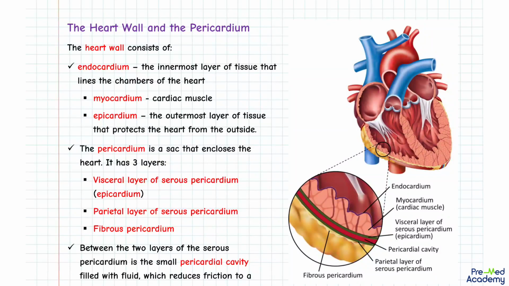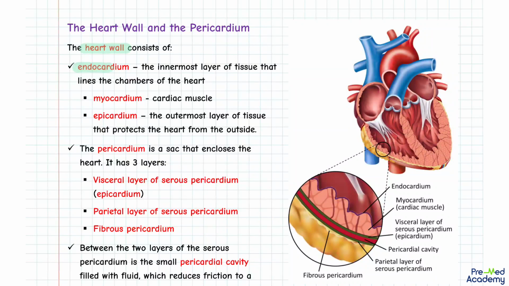So before we learn about the heart itself, we need to learn about what surrounds the heart. We've already touched upon this when learning about the different cavities of the human body. Let's start with the heart wall. The heart wall consists of 3 layers.